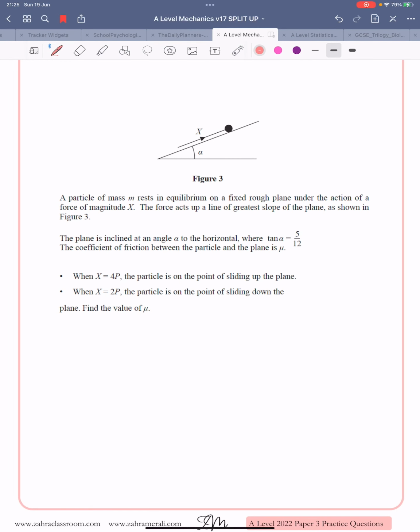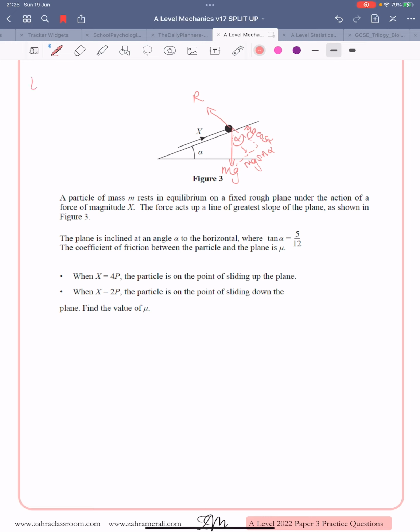Right, so we've got another question here on equilibrium and sliding up and down the plane. We've got a particle of mass m, so we're going to have mg acting downwards, and then we're going to have R that way. That mg we can resolve. If that's alpha, we'll have mg sine alpha, because this is opposite, and mg cos alpha. Also, you're always going to get sine down the slope. So down slope is sine.